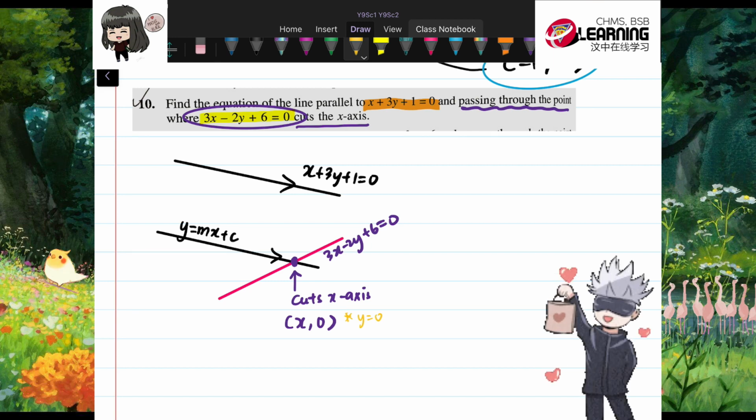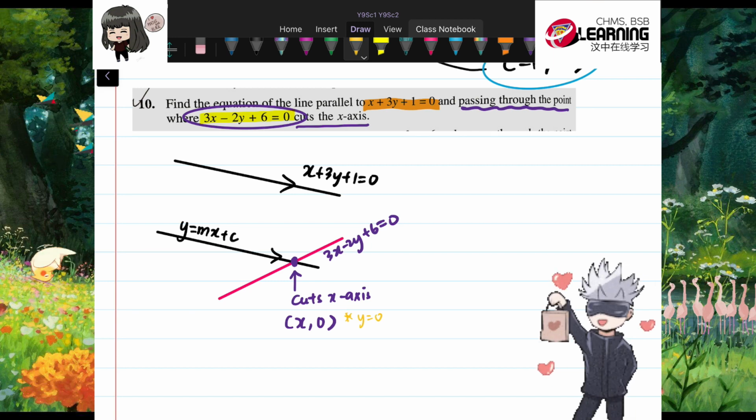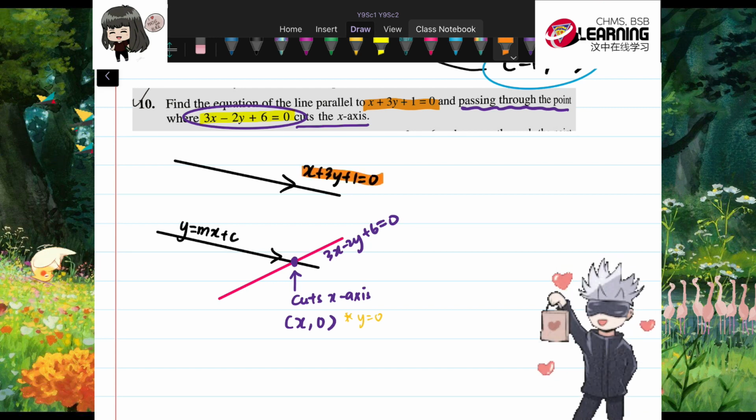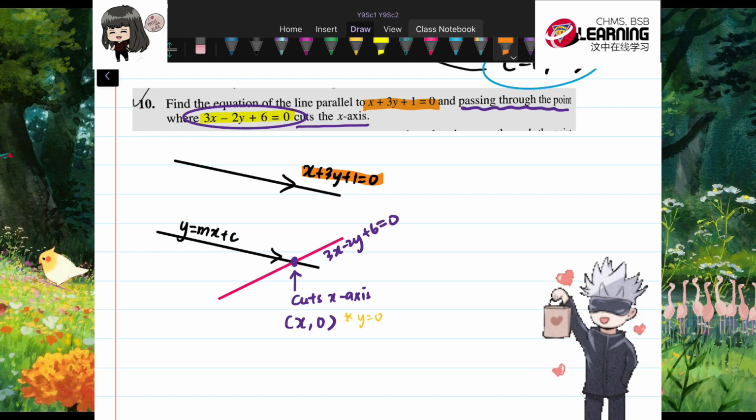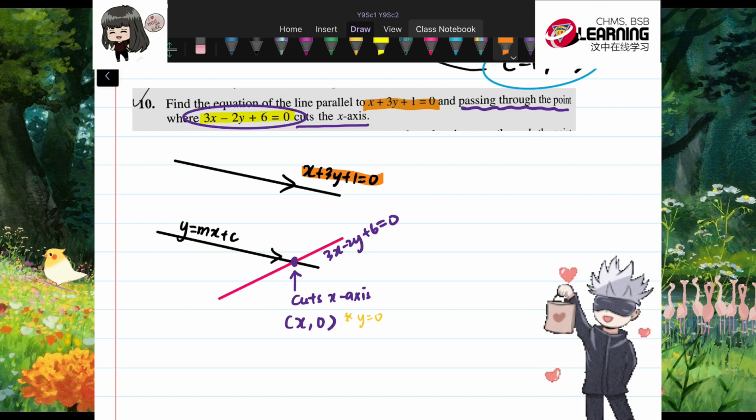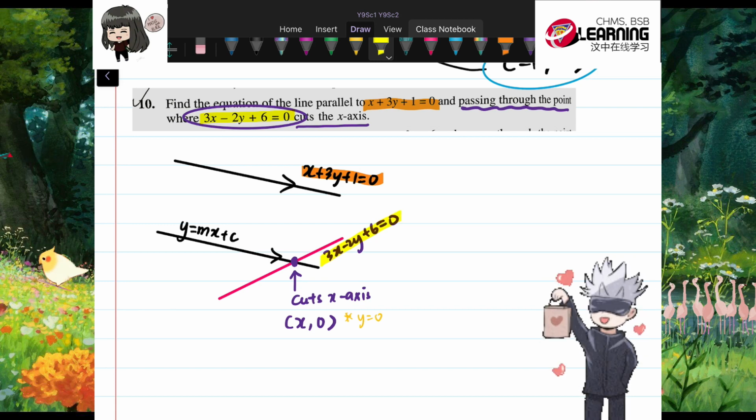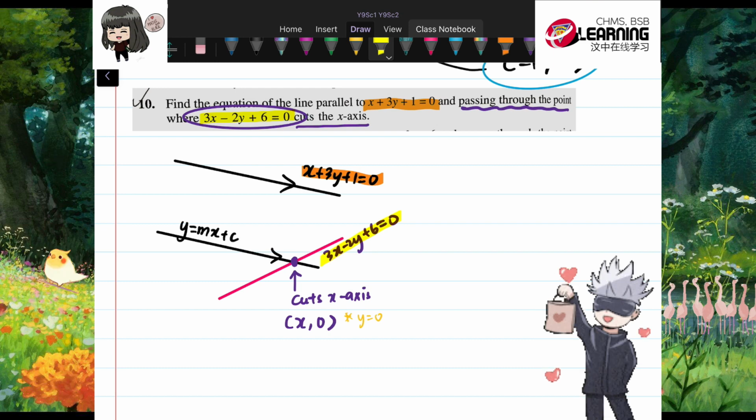So do you understand the question first? Find the equation of the line parallel. You need to read part by part. Find the equation of the line parallel to the line given there. You draw two lines, and then you know that the equation of the line that you are finding is passing through one point. You don't know where the point is. It's where this line, 3x minus 2y plus 6, cuts the x-axis. So this line cuts the x-axis at (x, 0).